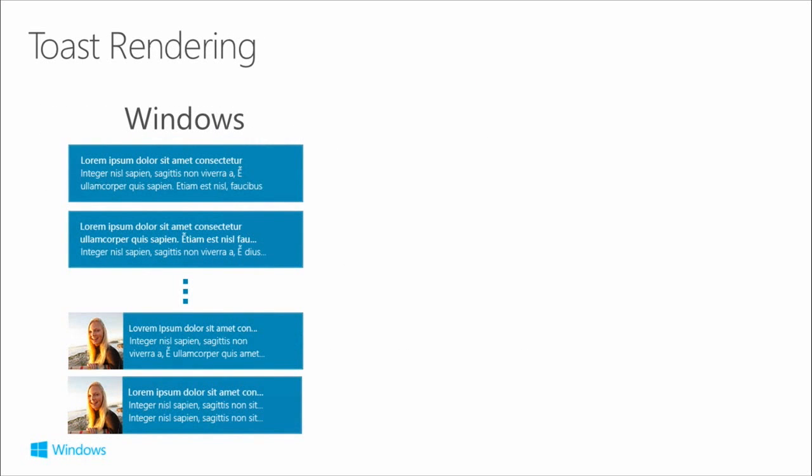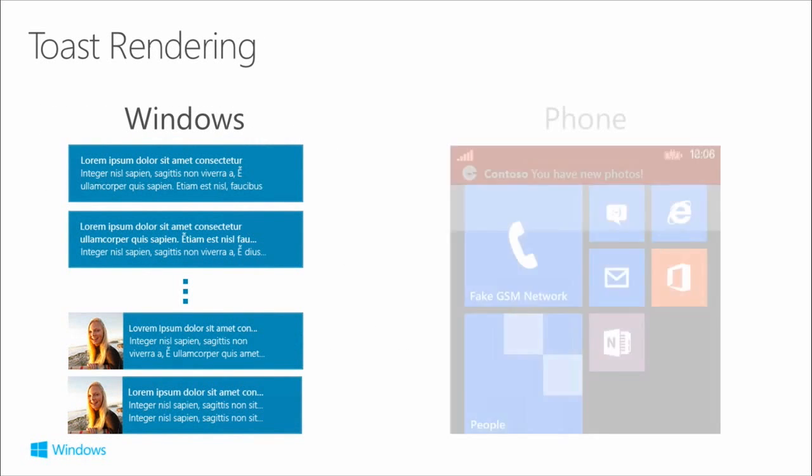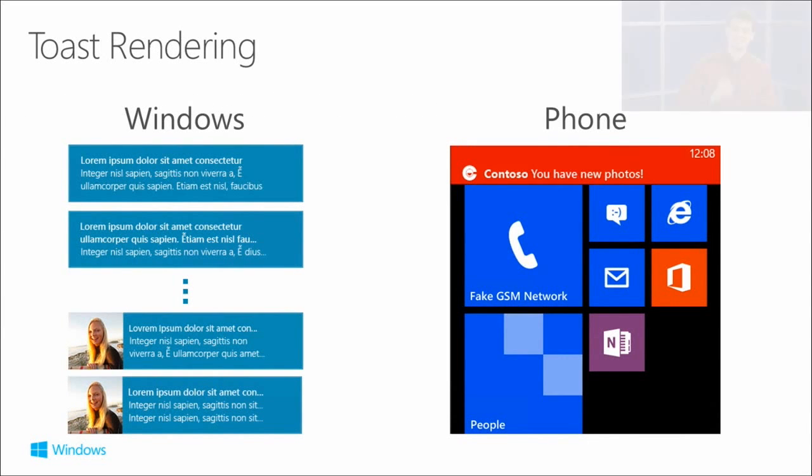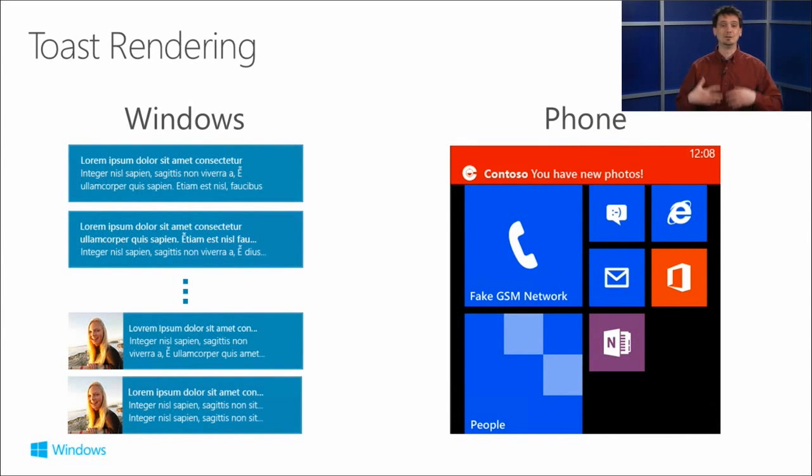In Windows, we have a lot of different kinds of toast notifications, and in Windows Phone, we do not. We have one. You have this type of toast notification. You could actually take some of the toast notification options that they have in Windows, and they're still usable in Windows Phone. It's just going to render the exact same way. Whereas you have options in Windows, you don't have them in Phone.